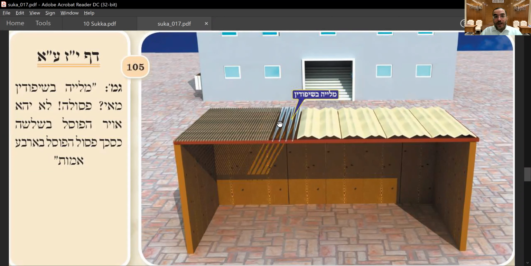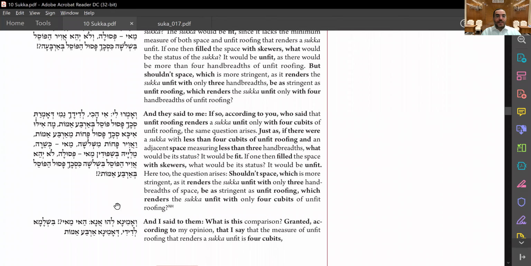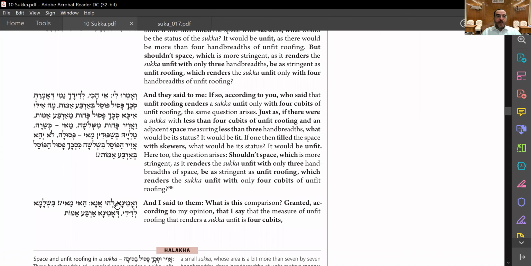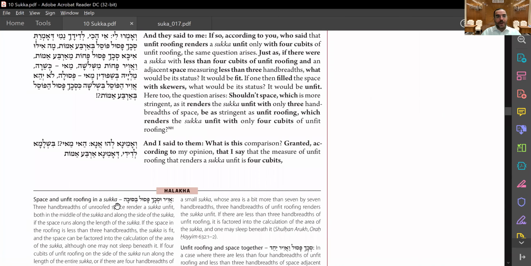So same paradox. How could empty space, which is more stringent, now be a liability, be more helpful? Right, empty space is more stringent, and now I made it better by putting metal there. That's less stringent because that's 4 amot, right? And yet, paradoxically, it becomes pasul. So, Rabbah, what's your answer to that? You're going to have the same problem. So, v'amina lehu ana, hai mai, bishla malididi damina arba amot. Says, what are you talking about? What comparison is this?